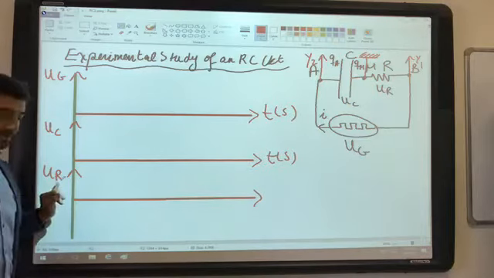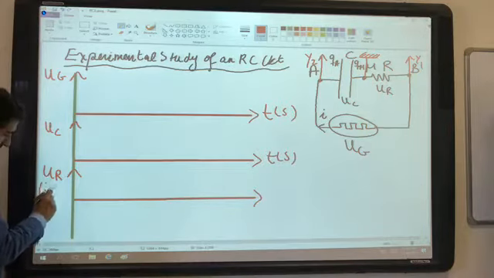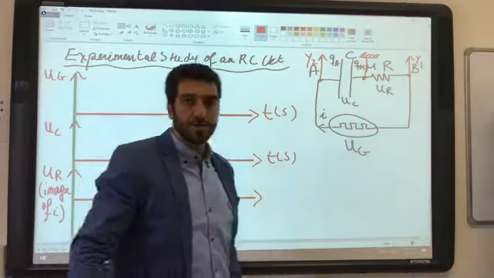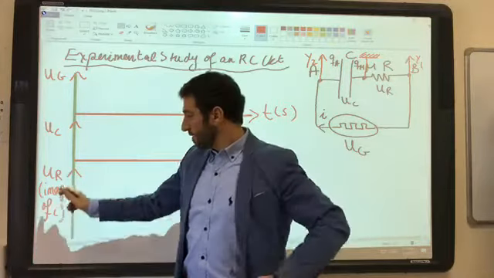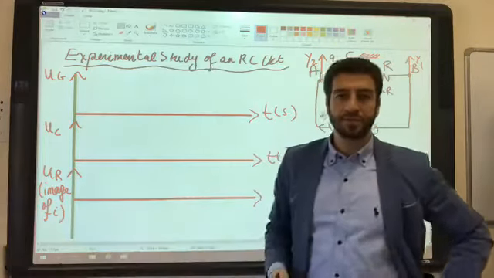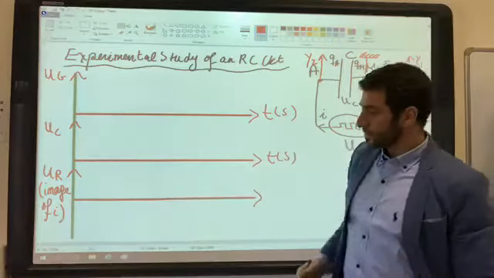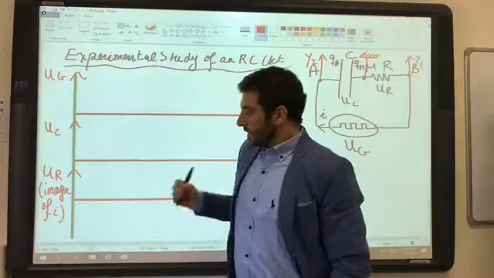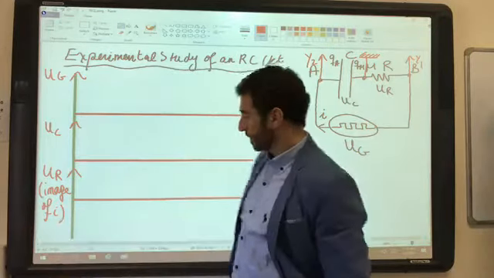However, the voltage of the resistance is called the image of I. What do we mean by image of I? We mean that whenever I changes, U of R changes likewise. If I increases, U of R increases. If I decreases, U of R decreases. So they are directly proportional, and that's why we say U of R is the image of I, as if we are saying that U of R is a function of I.